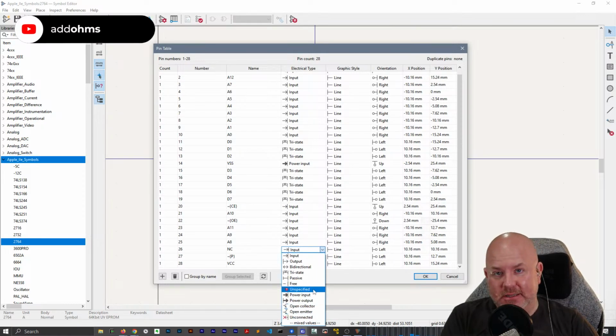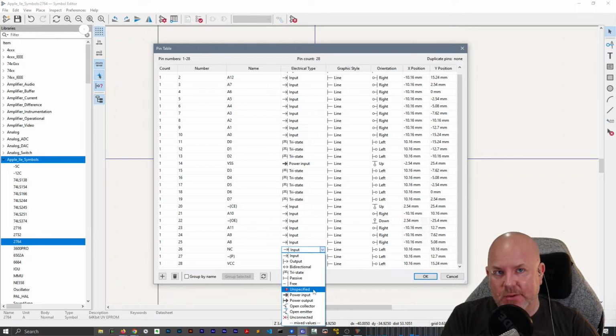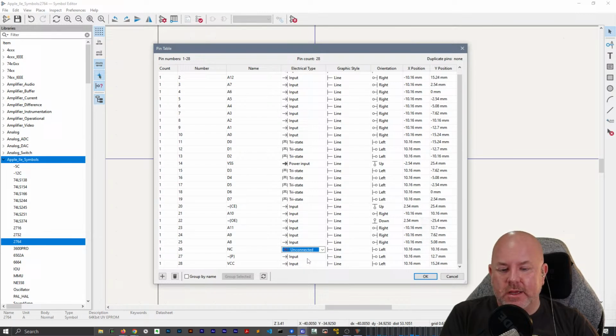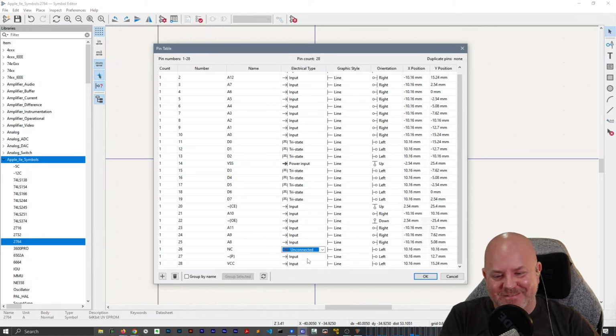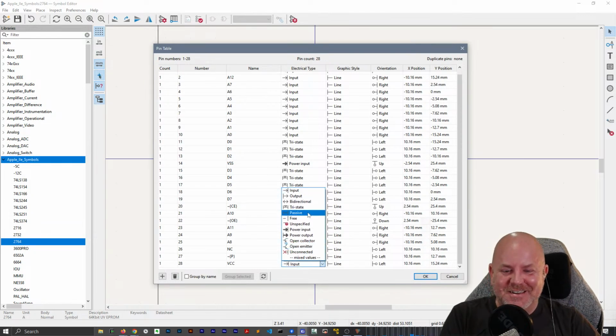Now, I did learn in the KLC, the KiCad library conventions, no connect pins should be hidden unless there is a situation where you would connect them. For example, if the datasheet says no connect or tie this pin high for ESD or not ESD, what's the, like EMI. Jeez. Okay. Power input.